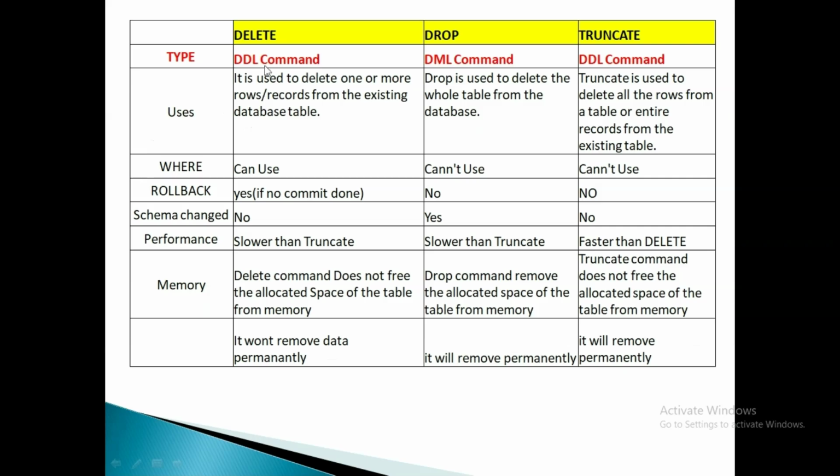Delete is a DML command. It is used to delete one or more records using a where clause. Rollback can work if no commit is done. Schema change: no. Performance: slower than truncate. Memory: the delete command does not free the allocated space of the table from the memory. It won't remove data permanently.